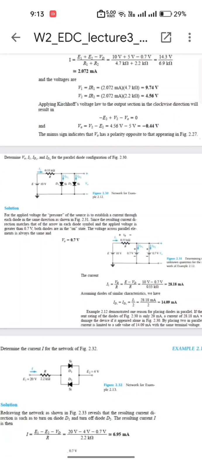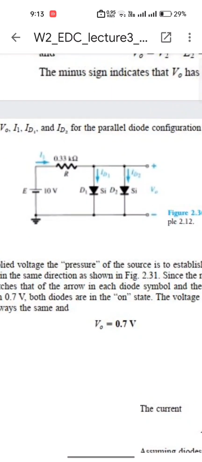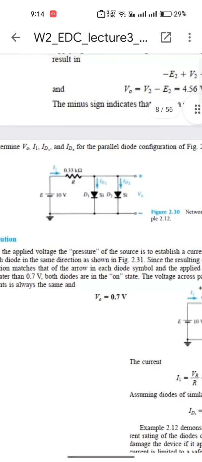So in this video I'm going to discuss two problems. One is 2.12 and the other is 2.26. First of all, discussing this problem, you are given a simple circuit with two diodes, one battery source and a resistor. The most important thing we do here is we see that these diodes are made up of silicon, so their value is 0.7 volts. And the next thing given is that we have to determine V0, I1, ID1 and ID2.